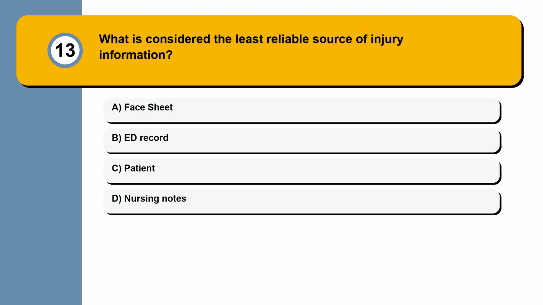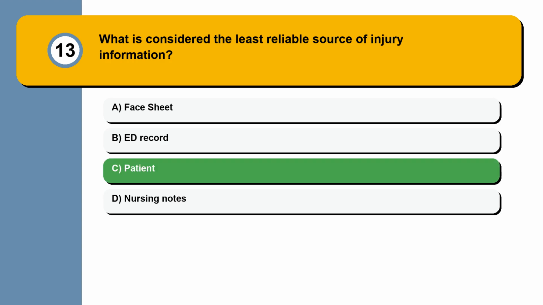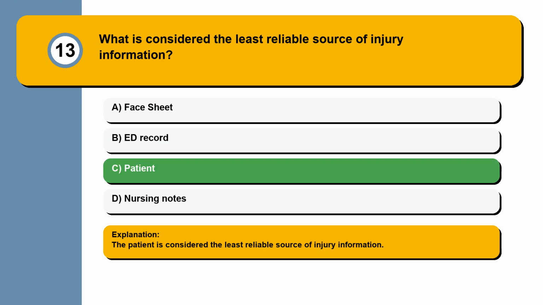Question 13. What is considered the least reliable source of injury information? Face sheet, ED record, patient, nursing notes. The patient is considered the least reliable source of injury information.